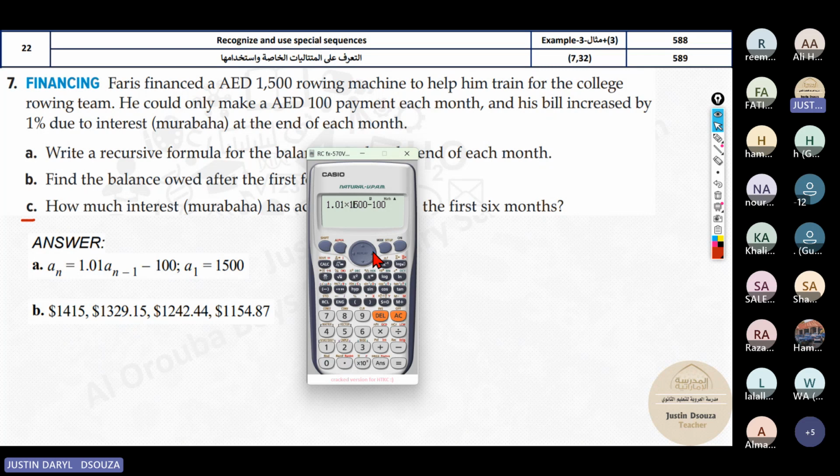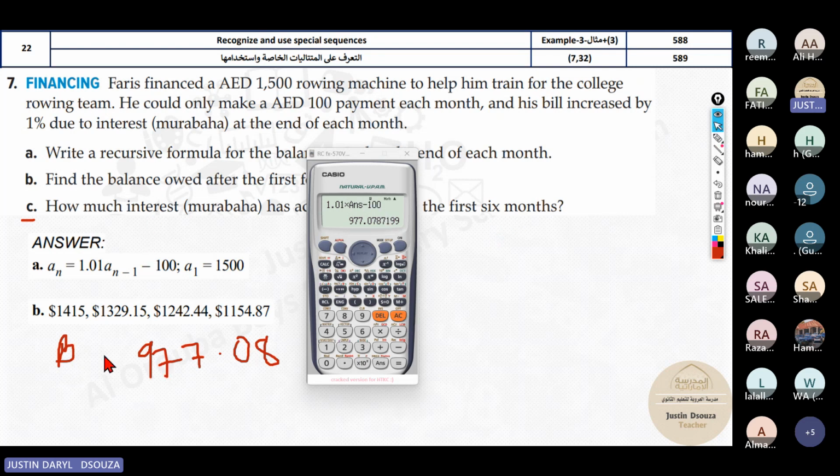Now here, all you need to do is change this to answer. You will get the next terms. Otherwise, you have to keep on typing it, which is very annoying. So the next term is over here, 1329.15. This is after the second month. After the third month is so much. After the fourth month, this is after the fifth month. And now this is after the sixth month, 977.08. Okay, now this is the balance amount after 6 months.